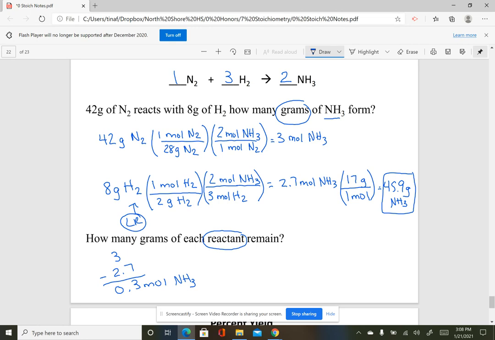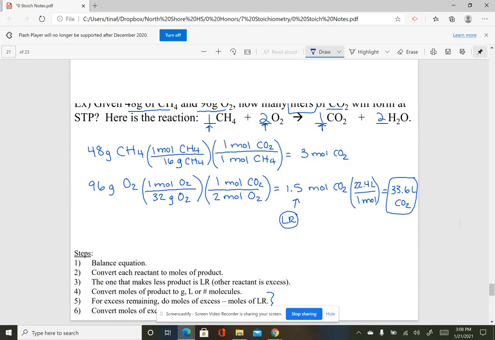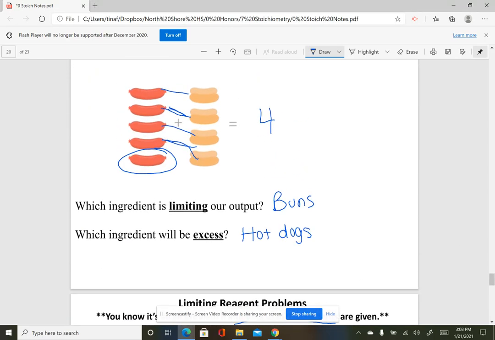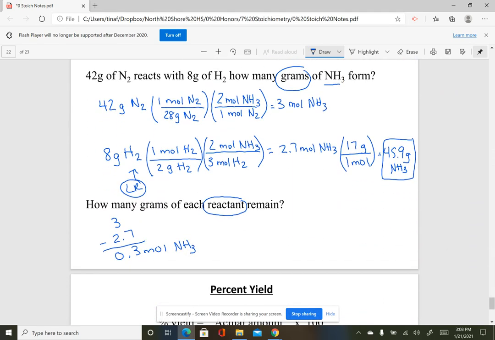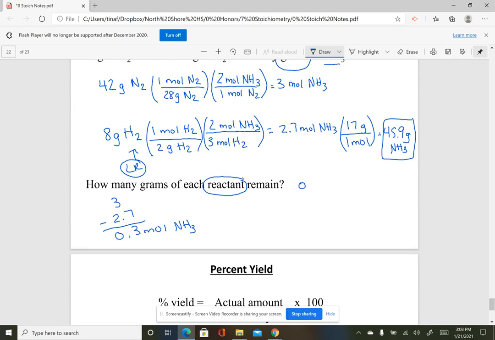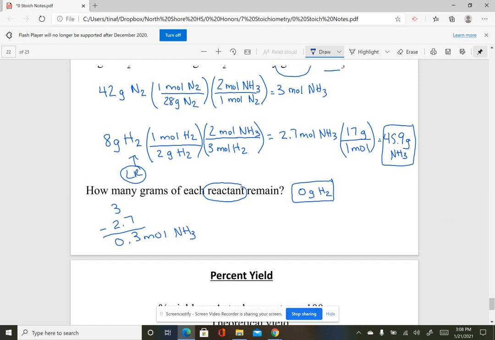If hydrogen was my limiting reagent, then all of the hydrogen reacted, the same as my hot dog buns were my limited ingredient. So I used them all. Hydrogen here was my limiting reagent, so I used it all. So I'm going to have 0 grams of hydrogen left over. That's going to be part 1 of my answer.